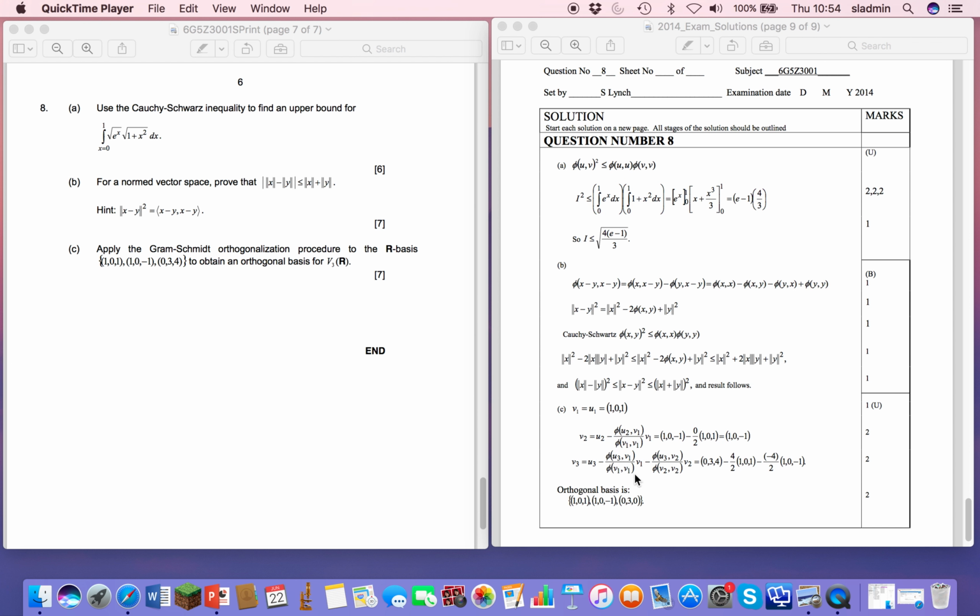And then V3, again, we use this formula given here, and we eventually find that V3 is equal to 0, 3, 0. So you can check, if you have extra time in the examination, that these three vectors are indeed orthogonal to each other. So the dot product of each of these with each other should be 0, and you should be able to see that that's true. So those are easy marks for the examination. And that completes the solution to question number 8, and that ends the examination paper.